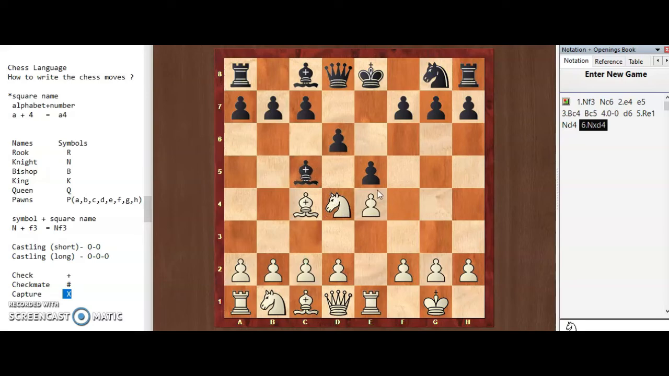But mostly people get confused about the pawn takes. How will we write the pawn takes? So this is the E alphabet, the E pawn, E captures D4. That's how we wrote it.